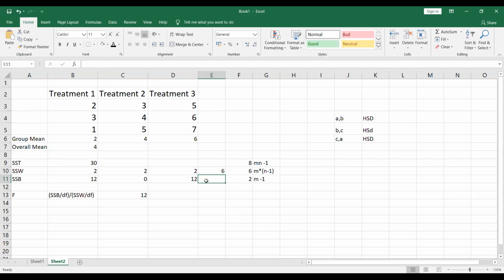Now comes sum of squares between groups. So in between groups, what do you do? Can any one of you explain? Okay. Can everyone hear me? Hello. Yes, sir. Okay.